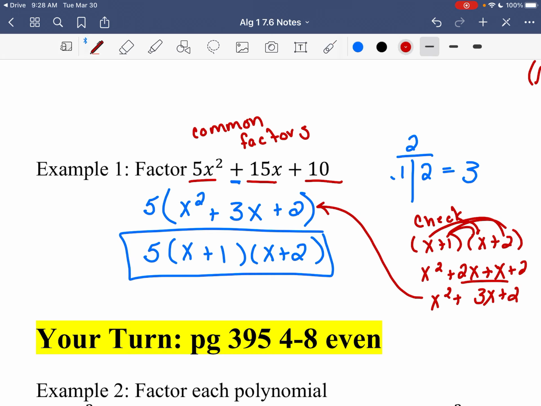Okay, now I'd like you to go ahead and get to work on page 395, 4 through 8 even.